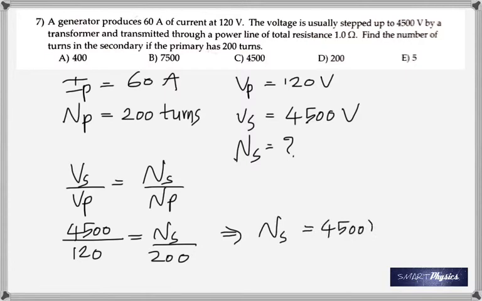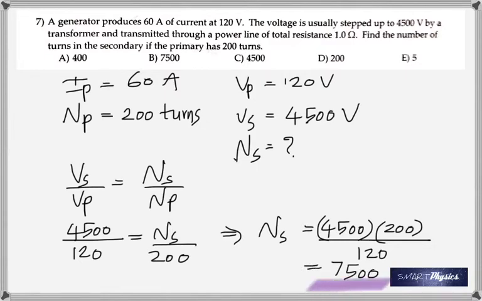And when you calculate that, you get 7500 turns in the secondary, while the primary only has 200 turns. Obviously, this is again a step-up transformer.